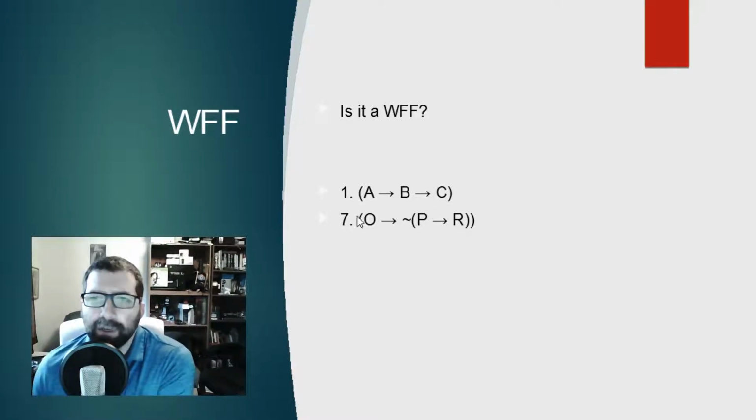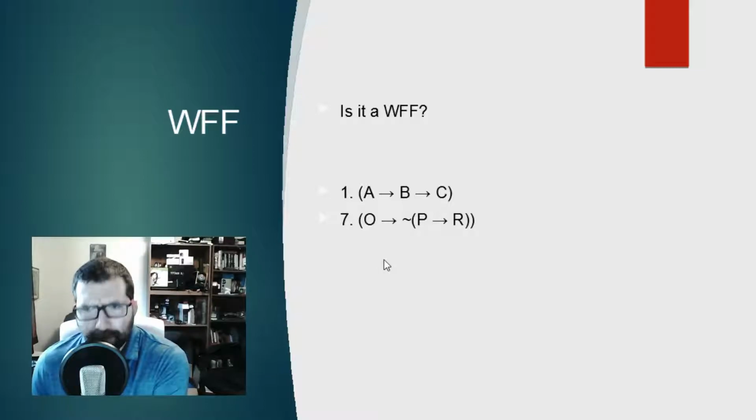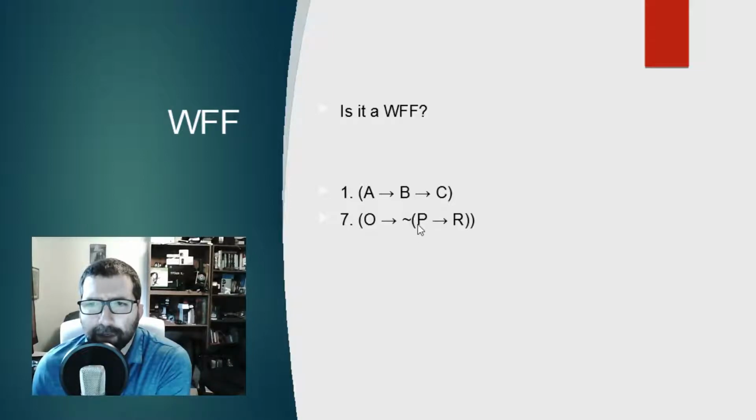The second one here, number 7, is a little more straightforward. We've got if O, then not P, then R, close, right? There's nothing wrong with this one. Each letter is by itself, or if it's connected with one of these operators, it has parenthesis around it. There's no ambiguity. We know that this not applies to this entire statement right here. This is just fine. This is a well-formed formula.